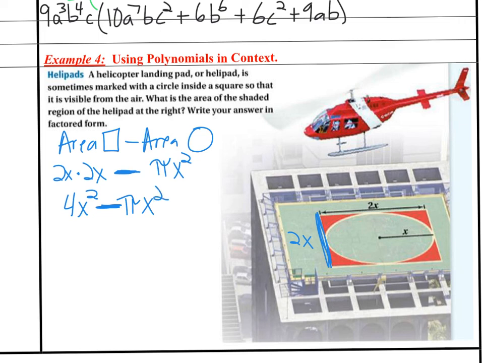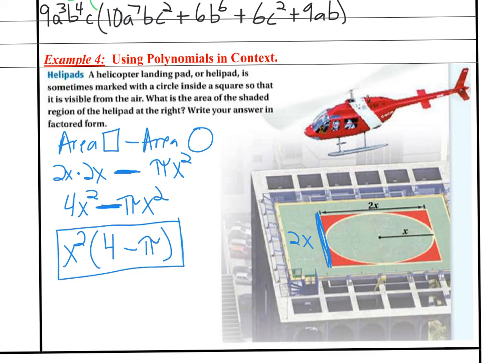That's my answer, but they want us to factor it. So they want us to see, what do both of these have in common? Let's pull it out front. I have no idea what number 4 and pi have in common. I don't think that there's going to be a whole number they have in common, because pi is a decimal that goes on forever. So I'm not looking for a number in common, I'm looking for letters. They both have x squared in common. So I'm factoring or undistributing x squared, and that would only leave me with 4 for the first part minus pi for the second part. That would be my answer in factored form for this word problem.